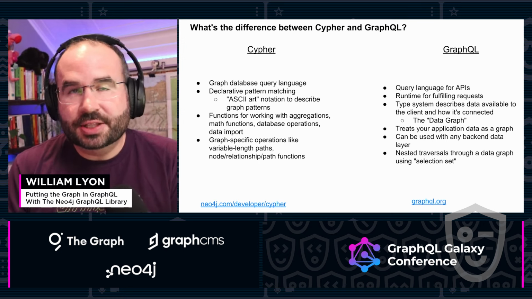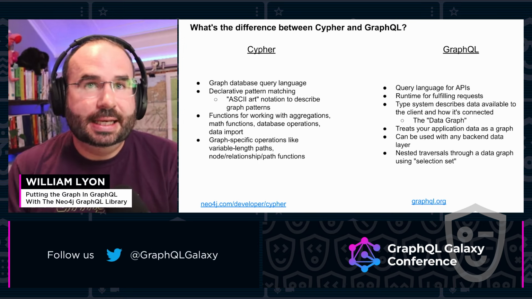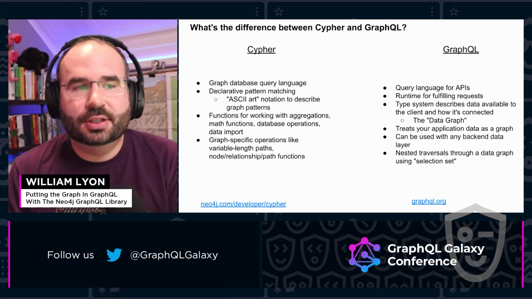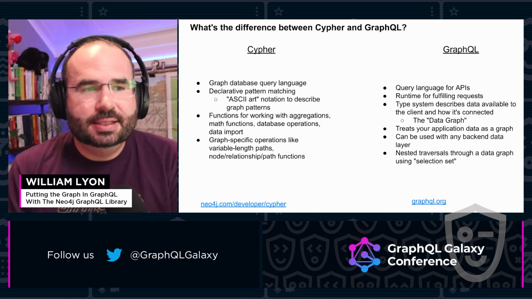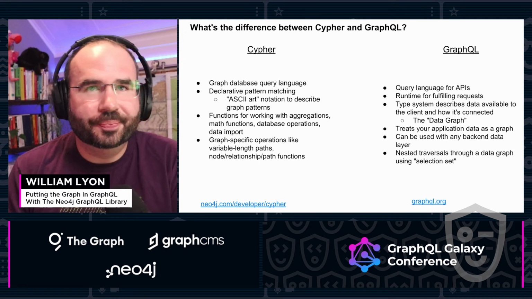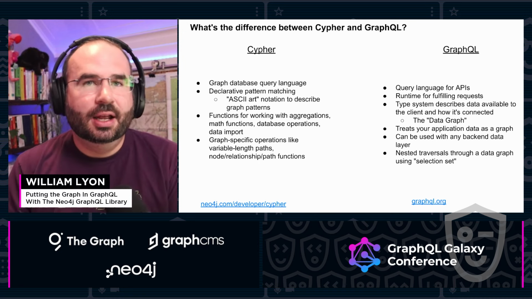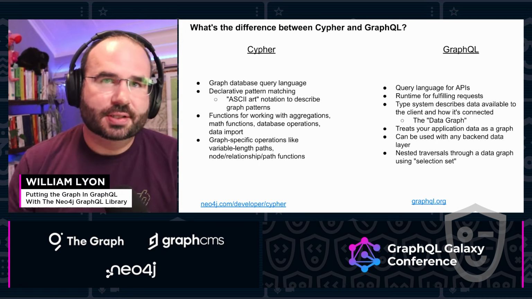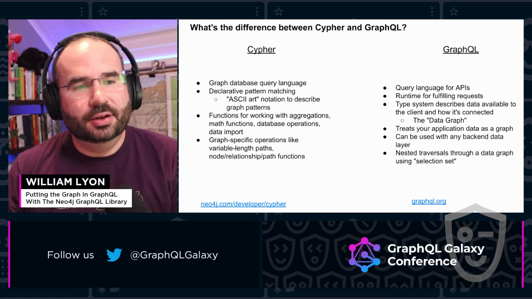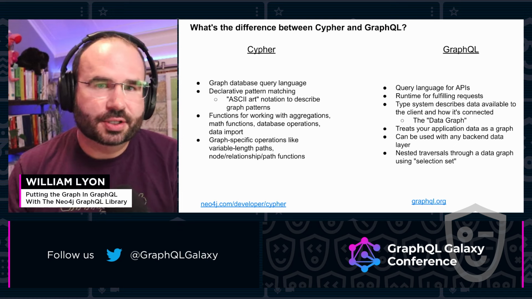Cypher has lots of functionality that we would expect in a database query language. So things like working with aggregations, math functions, database operations like creating indexes, importing data from CSV format, and then lots of graph-specific operations like the concept of variable length paths, node and relationship functions, these sorts of things.